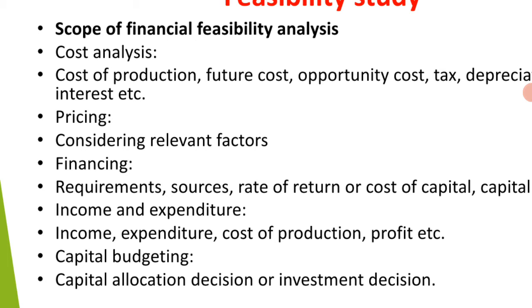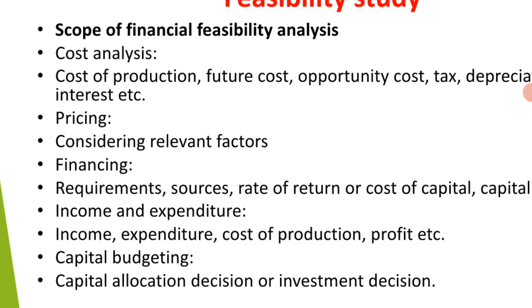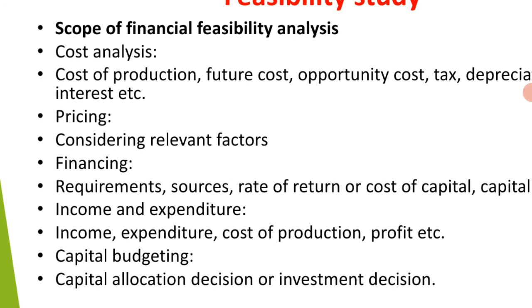Then the rate of return or cost of capital. We will evaluate a particular project only by considering the rate of return expected or the cost of capital. So we have to estimate this item. And the capital structure, we have to consider the relation, the proportion between debt capital and equity capital. Capital structure refers to the proportion or mix of capital, that is the proportion between debt and equity capital. So the third consideration, the third scope of financial feasibility study is financing.